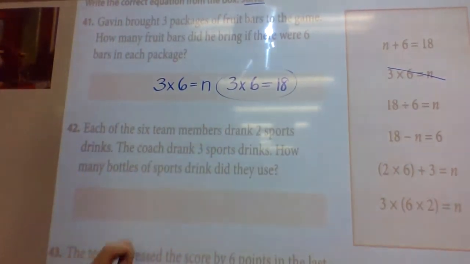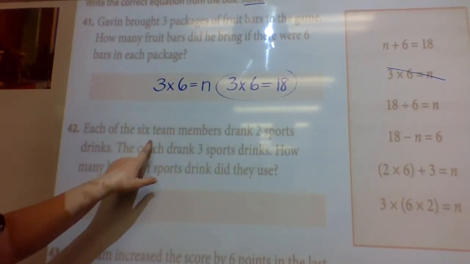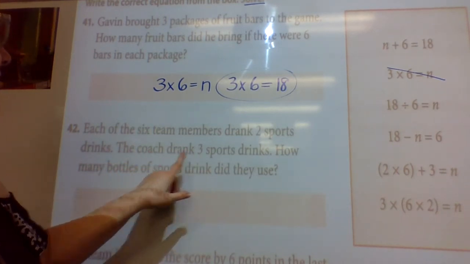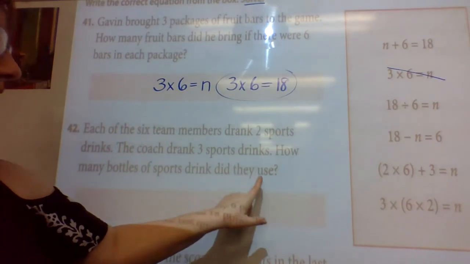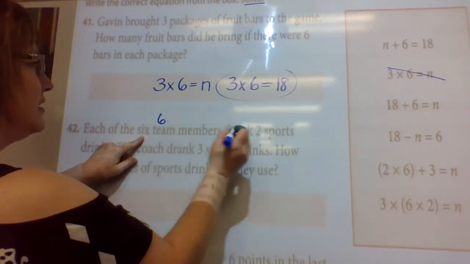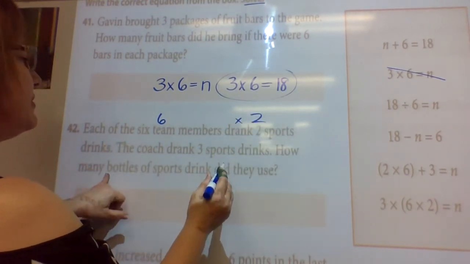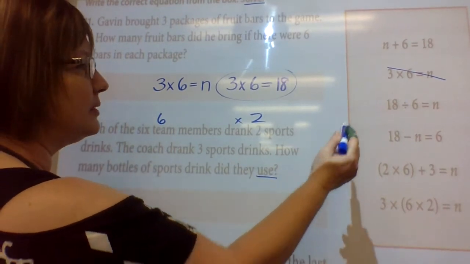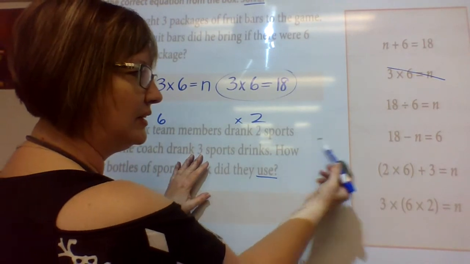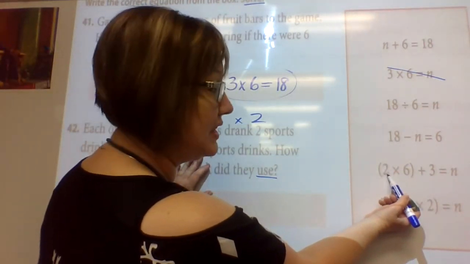Okay? Now for 42, each of the 6 team members drank 2 sports drinks. The coach drank 3 sports drinks. How many bottles of sports drink did they use? Okay, so 6 of them drank 2, so we have a 6 times 2, and it says the coach drank 3. How many bottles did they use altogether? So is there something over here that says 6 times 2 and add 3 more? Right there. 6 members, 2 each, plus 3.